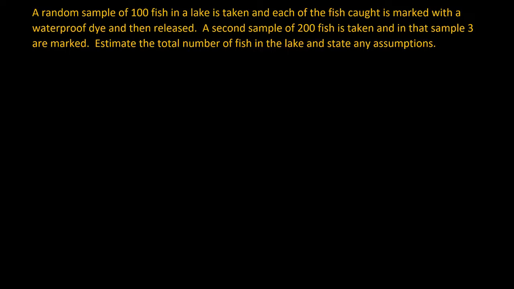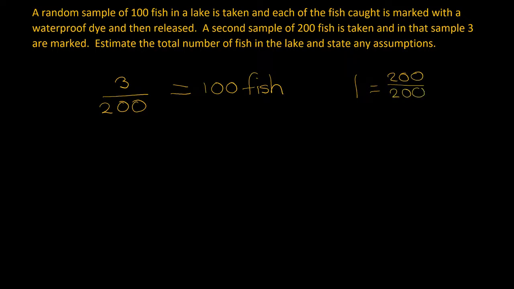Okay, so what do we know? We know that of the second sample there were 3 out of 200 that were tagged. This tells us the proportion of fish in the lake that are tagged. So 100 were tagged, so 3 over 200 is equal to the 100 fish. Now what we want to know is how many fish there are in total. So instead of a fraction we want a whole one. A whole one would be the same as 200 over 200.